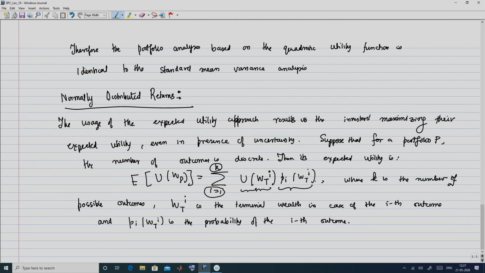So, then the utility of this wealth W p of the portfolio, rather the expected utility of this, is going to be given by the definition of the expectation, where I have k number of random variables. So, U of W p takes k possible different values as a random variable, which we denote as U of W t superscript i with the corresponding probability being given by P i. So, this is something like summation of random variable into the corresponding probability to get the expectation, and remember that this is for the discrete case.